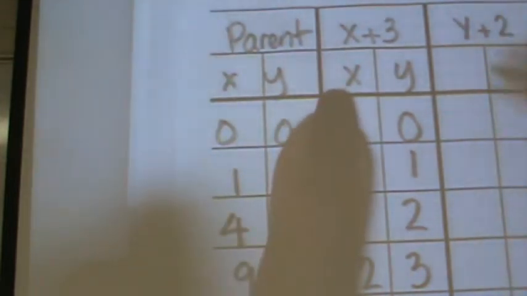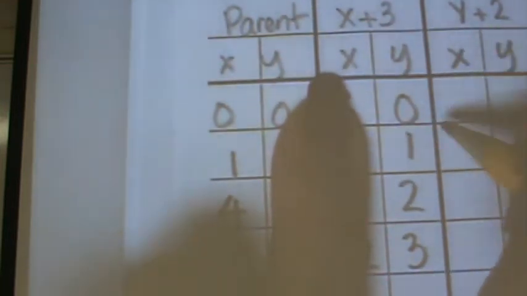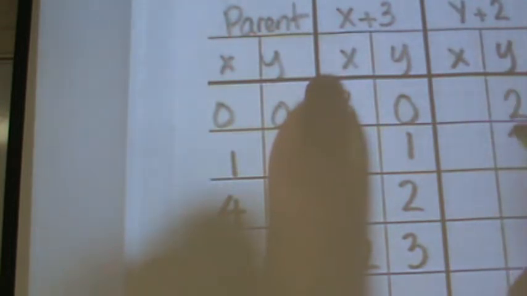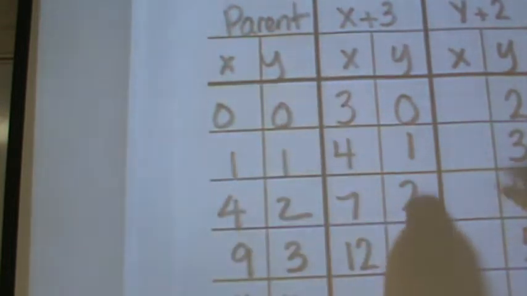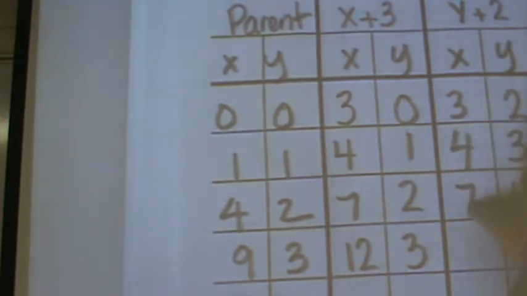Now, I like to put my finger over so I don't get myself confused. I'm gonna add 2 to all these Y values. 2, 3, 4, and 5. What do I do with my X's? Keep them the same. And that's it. Plot these points right here. Plot 3, 2. Plot 4, 3. Plot 7, 4. And 12. And it should be an arc.